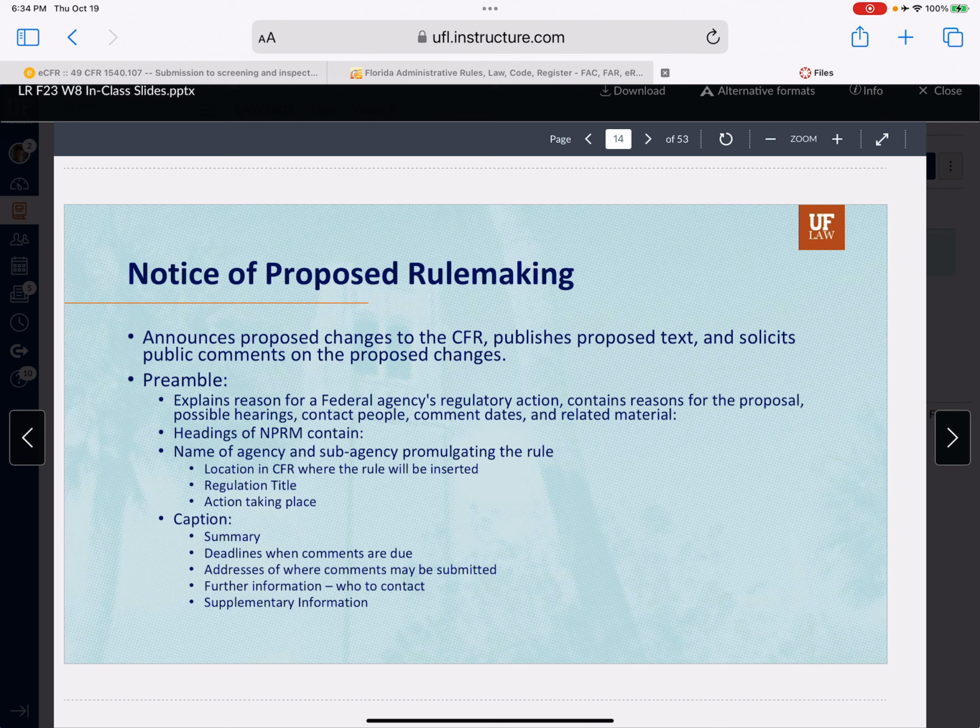Okay, so there's 2 parts. The first part is explaining everything and talking about comments and all that. And the second part is, here's what we, word for word, propose be added to the CFR. So it'll give you the regulation title and all of that. It also has a caption that gives you the summary, deadlines. We're going to look at all of this.